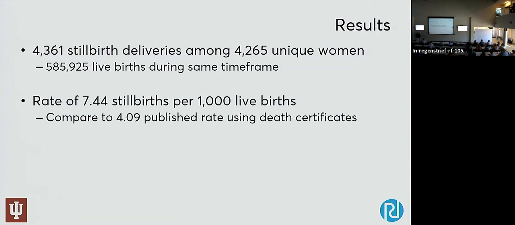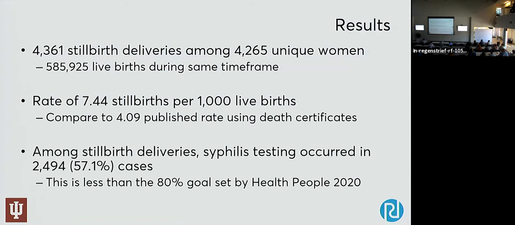And those data, by the way, come from death certificates. So we're accounting for cases where there is no death certificate of the fetus filed. Among stillbirth deliveries, syphilis testing occurs in about 60% of cases. So we could do a lot better to ensure that women are getting tested. And part of that is women who are not getting prenatal care.